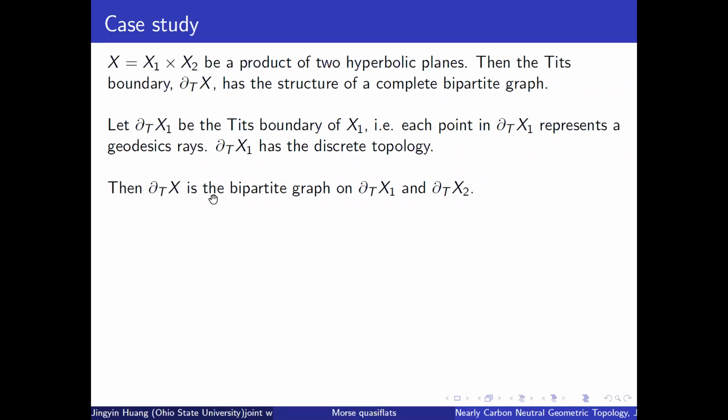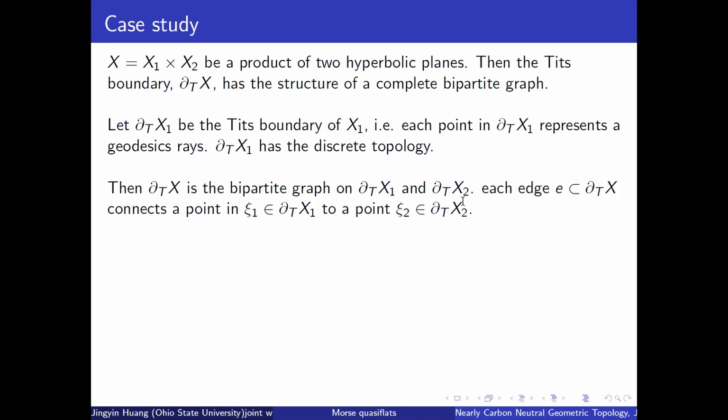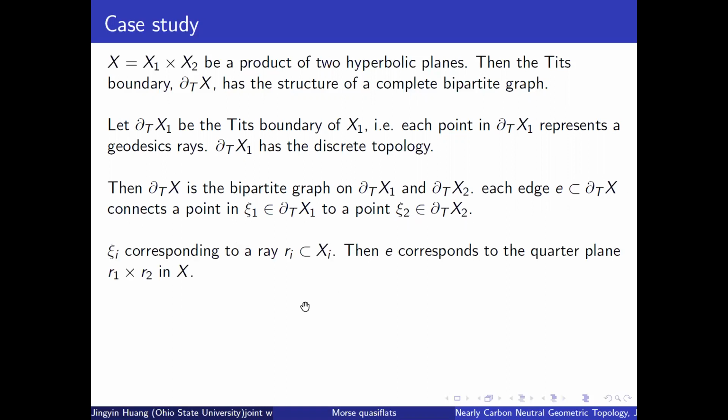Then the T boundary of X is basically the complete bipartite graph on this discrete set of points, the T boundary of X1, and this discrete set of points which come from the T boundary of X2. More precisely, each edge in the T boundary of X connects a point sigma 1 in the T boundary of X1 and another point sigma 2 in the T boundary of X2. From a geometric viewpoint, sigma i corresponds to a ray Ri sitting inside my factor Xi. And the edge basically corresponds to the quarter plane, which is this R1 times R2 inside X.